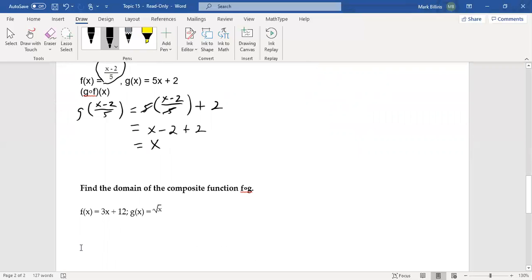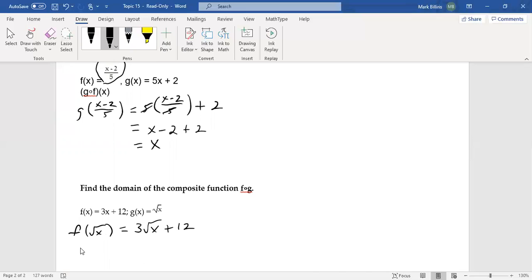Okay, the next problem says find the domain of the composition f of g. So when we're finding f of g, remember, work from right to left. So we're plugging the g function into the x of the f function. So we're really finding f of the square root of x. So remember, the square root of x is going to replace the x in the function. That gives us 3 square roots of x plus 12. So we're going to find the domain.